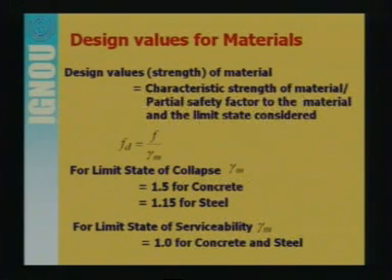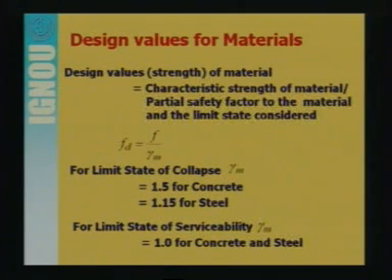Now, design values for the materials were also discussed in the last lecture. If you remember, the design strength of the material was defined as the characteristic strength of the material divided by the partial safety factor for the material and the limit state considered. Here we take the partial safety factor considering two things, the material as well as the limit state that we are considering. Looking at the formula, Fd equals F by gamma m. Here Fd is the design strength of the material, F is the characteristic strength of the material and gamma m is the partial safety factor to be applied, looking at the type of material and the limit state considered.